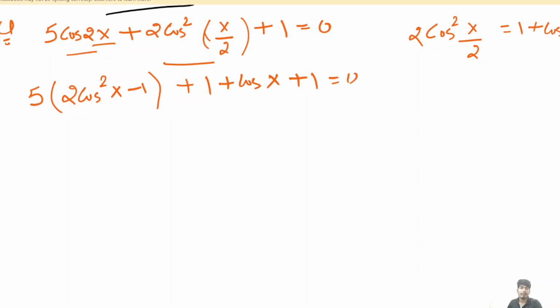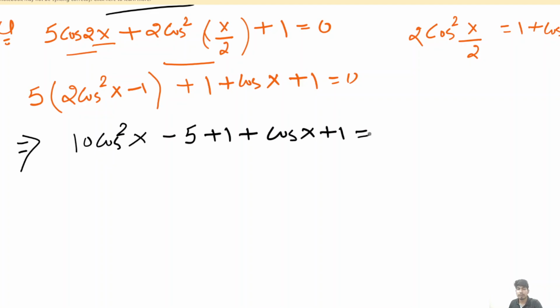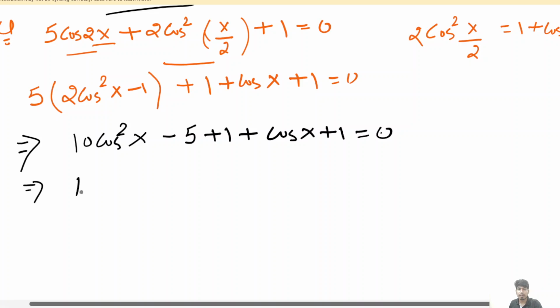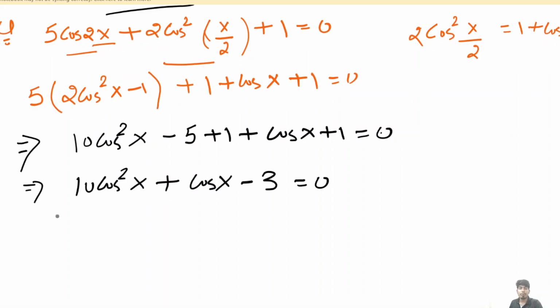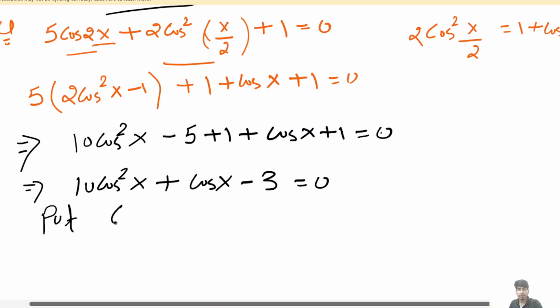Then what does this imply? This implies 10 cos square x minus 5 plus 1 plus cos x plus 1 equal to 0. Then what we get? 10 cos square x plus cos x minus 3 equal to 0. Okay, we do the same steps. Cos x is equal to t. Then we get 10 t square plus t minus 3 equal to 0.